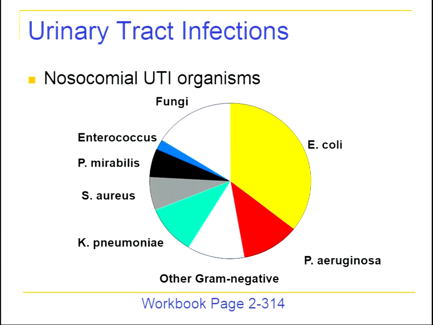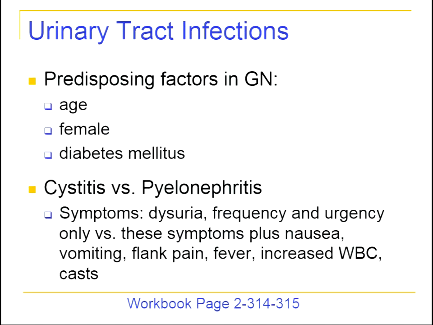With nosocomial UTIs, a little different. You can still see that E. coli predominates of all the organisms, but now you see other gram-negatives, including Pseudomonas there, Klebsiella, Staph can still be an issue, and fungi are also involved in nosocomial UTIs.